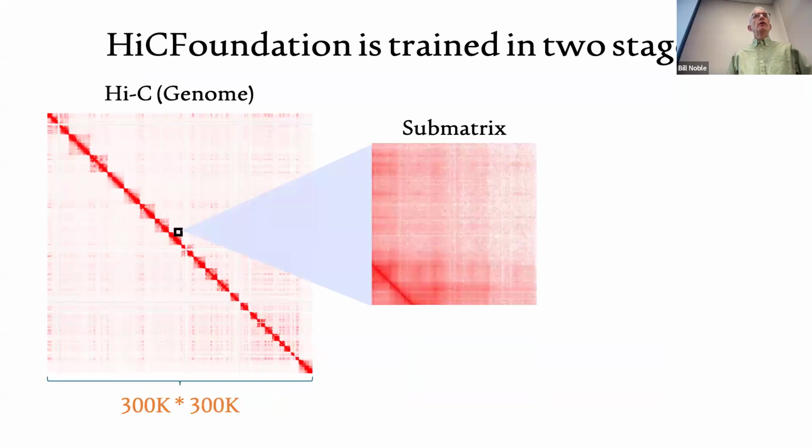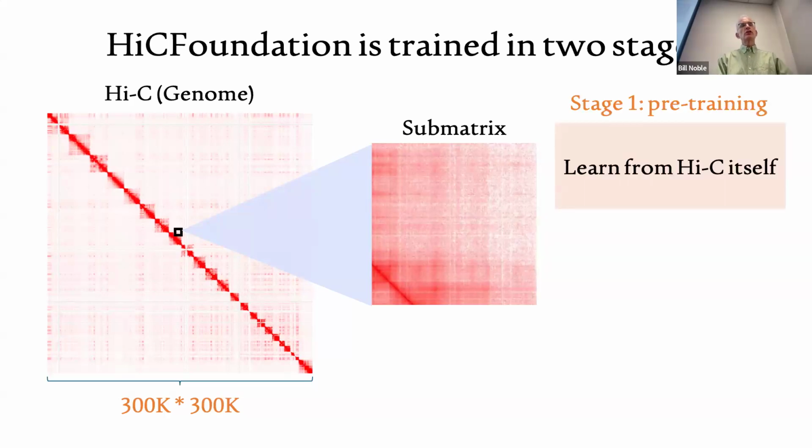Okay, so similar to the previous part of the talk, with any foundation model there's often a two-stage approach to the training. So the model here, Hi-C Foundation, is trained in two stages, and the basic unit of analysis in all of this work is going to be a submatrix, where we pull out a matrix that's 2.2 megabases by 2.2 megabases, where the matrix is at 10 kb resolution.